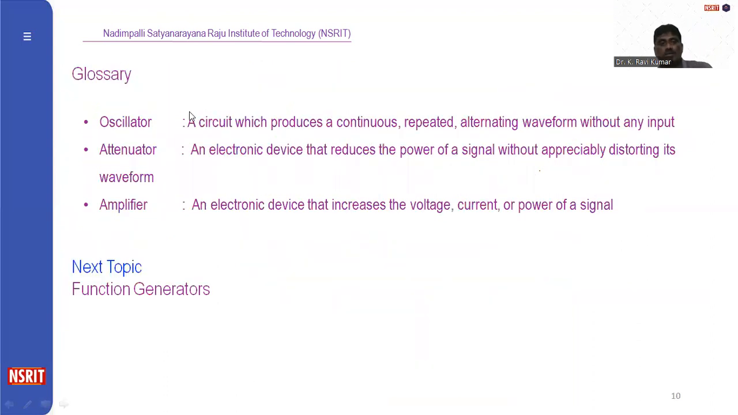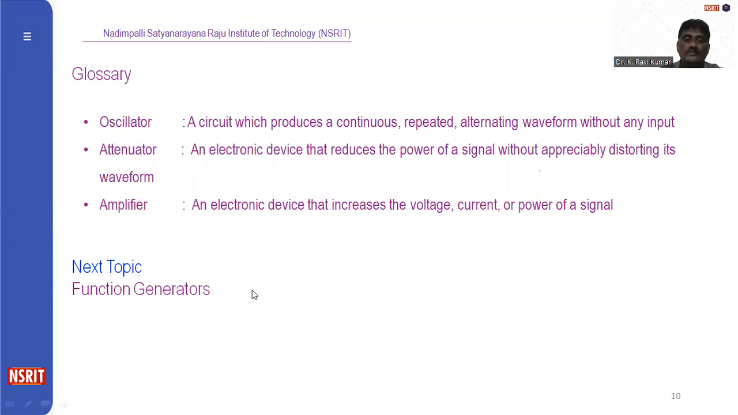These are some of the glossary terms. The oscillator. What is an oscillator? A circuit which produces a continuous, repeated or alternating waveform without any input. Attenuator, an electronic device that reduces the power of a signal without appreciably distorting its waveform. Amplifier, an electronic device that increases the voltage, current or power of a signal. By using push-pull amplifiers, we can increase the power of the signal.